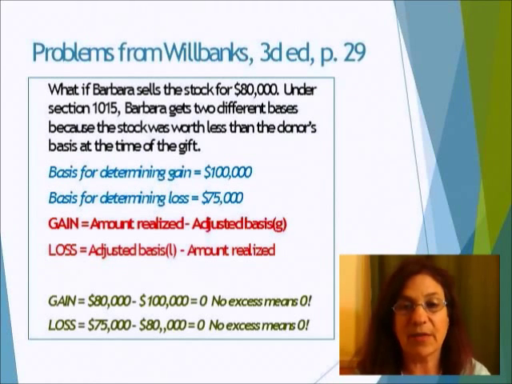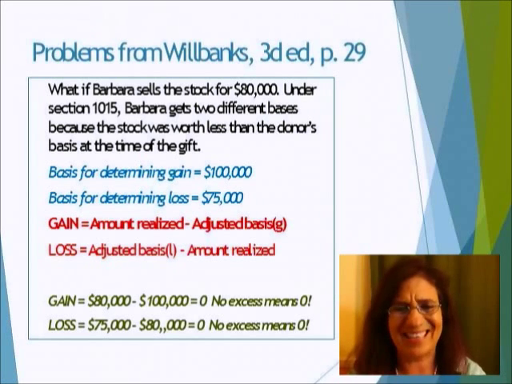Okay, and here's that third scenario. Barbara sells the stock for $80,000. Now this is where having two different formulas comes in really handy. It's kind of hard to figure out whether this is going to be a gain or a loss because the number is in between the donor's basis and that lower fair market value at the time of the gift. So we'll just do both formulas.